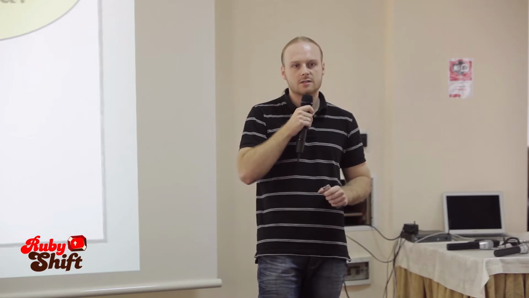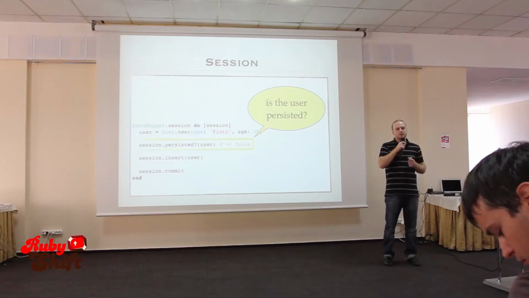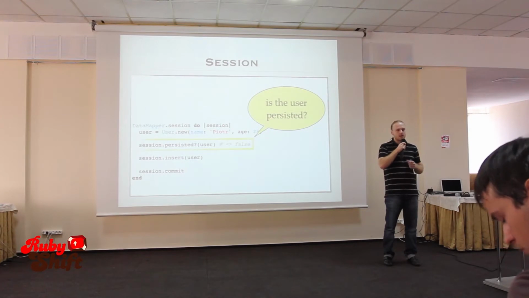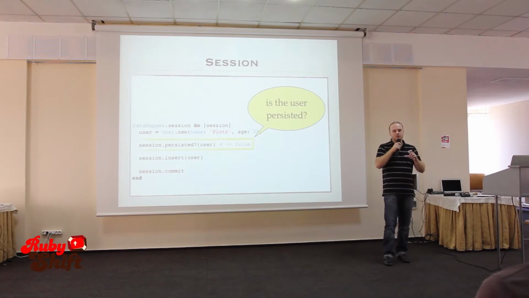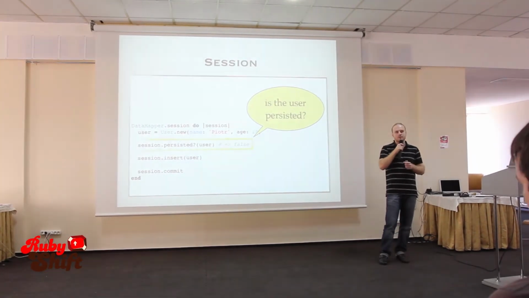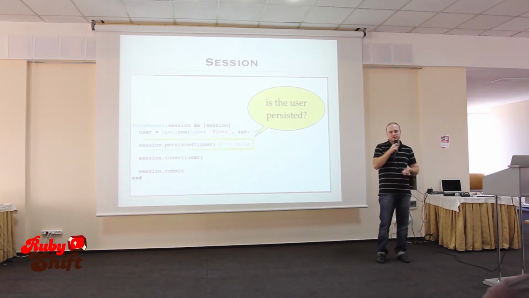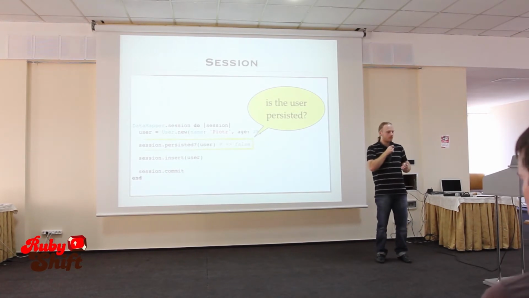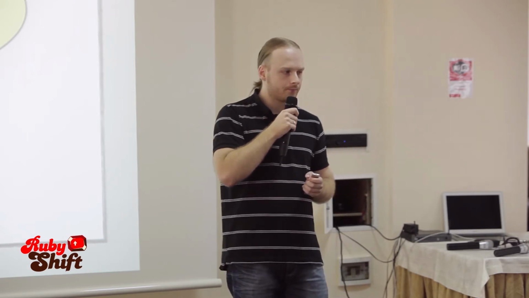You need to ask the session. And the session includes something called an identity map. So every time something is loaded from the database, it gets stored in the identity map of the session. So when something is new, the session just performs a lookup in the identity map. And if the object is not there, then it hasn't been persisted. Easy. So then we say, okay, queue the user to be persisted.